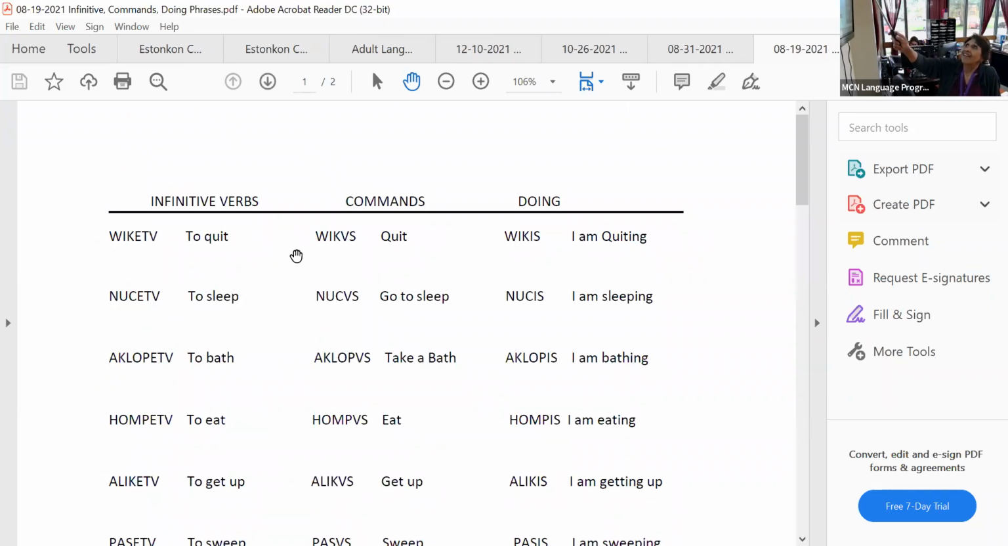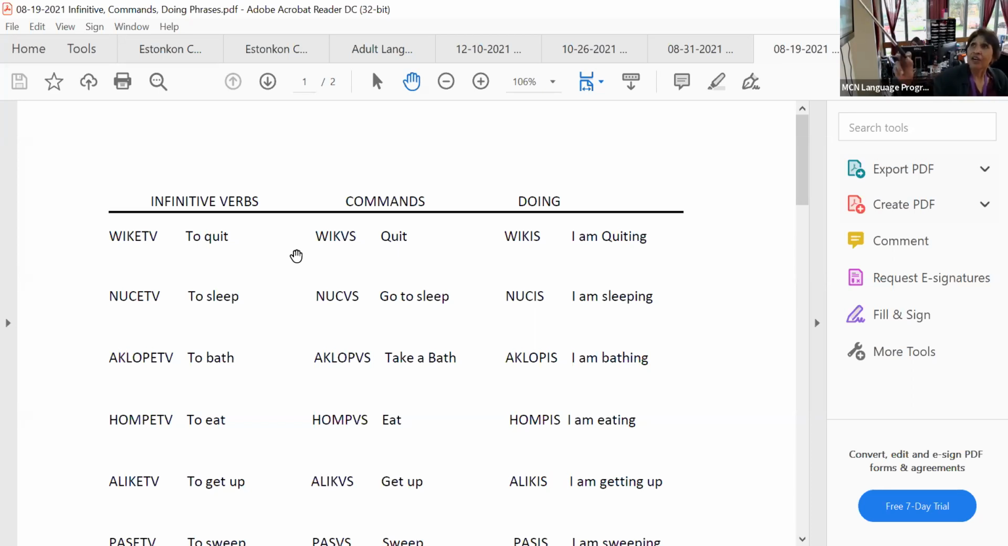Okay, look here. This is where we're going to study. To quit is wegida. It's got the e-t-a at the end. And these are verbs, guys. This is an infinitive verb. For a command, you drop the e-t-a and add a c. Wegas. Quit. That's telling somebody else to quit. This one is, I am quitting. Wegas. You're adding the c at the end to say you are quitting. Any questions?